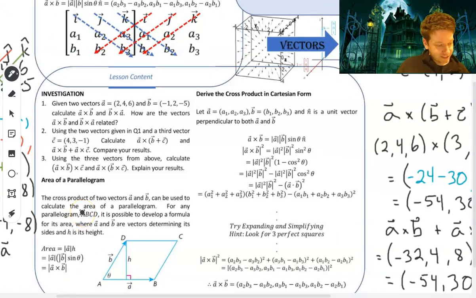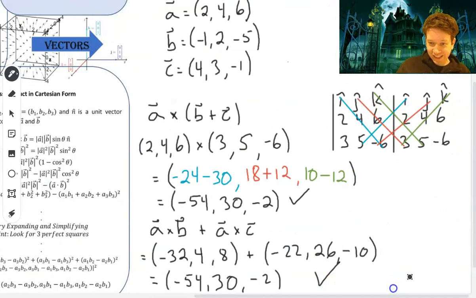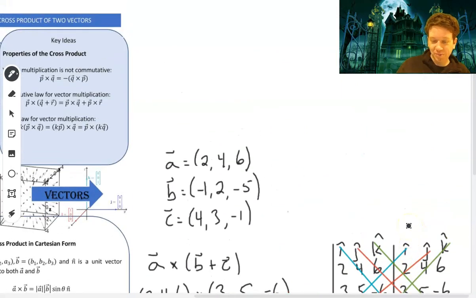Last thing in our investigation is we're going to see if this is true. So A cross B, so do that one first, and then cross that vector with C, or first do B cross C, and then cross that vector with A. All right, so we're using the same vectors. So let me just go up here.